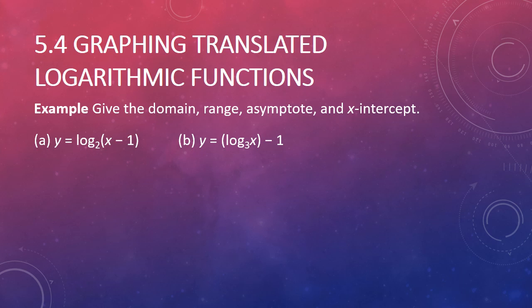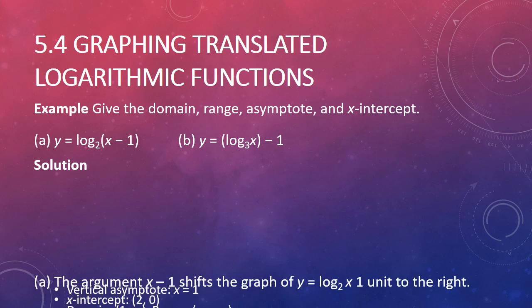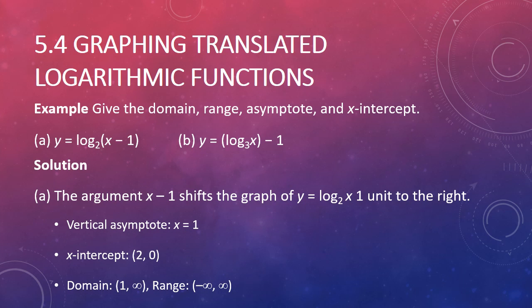Okay, so for A, again, the argument shifts the graph 1 unit to the right. So our vertical asymptote is now going to be x equals 1 instead of the y-axis, which is x equals 0. Our x-intercept is going to be (2, 0), and the domain is from 1 to infinity. The range isn't going to change. It's negative infinity to infinity.